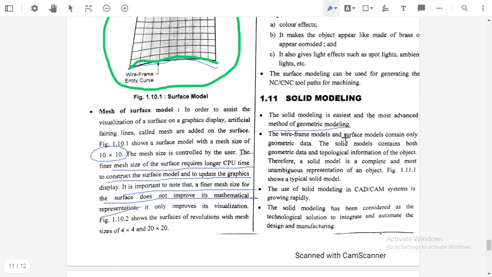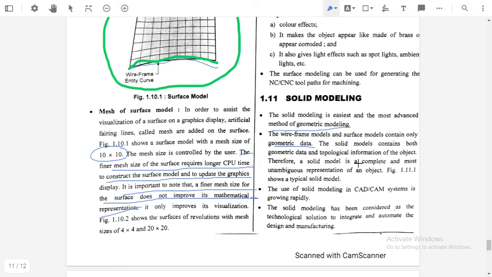Wireframe model and surface model contain only geometrical data. Means once we design the model by using a wireframe model or a surface model, it only gives the geometrical data of the object. It will not give the topological information related to the object. We will discuss later what is meant by geometrical data and what is meant by topological information.